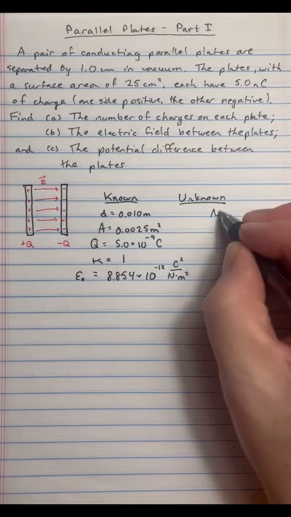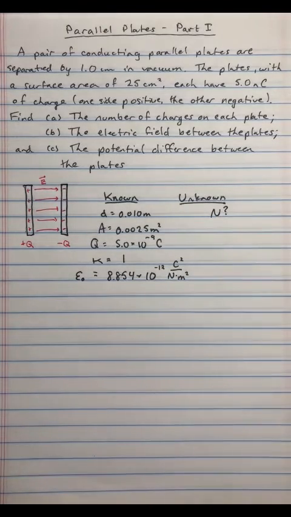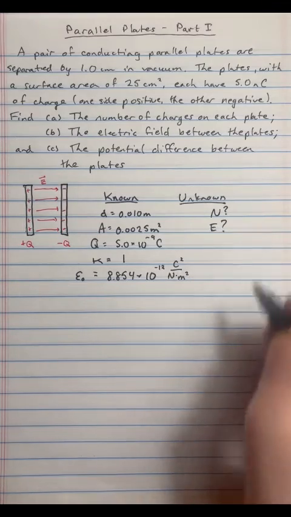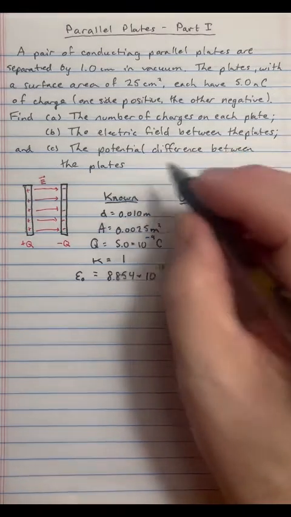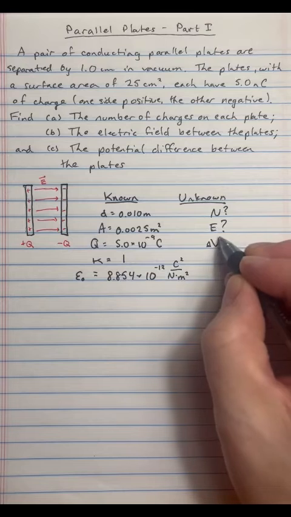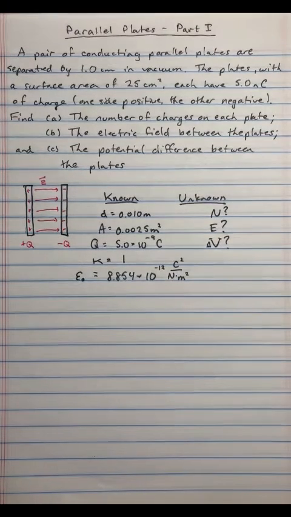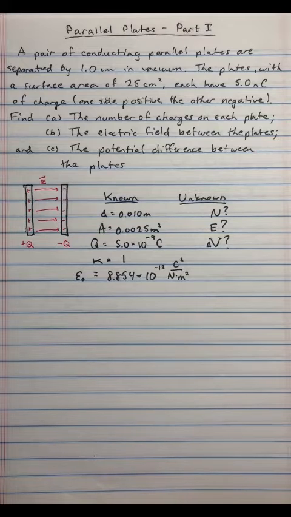Now, unknown are the number of electrons. I'll call it capital N for short. The electric field between the plates, that's capital E. And the potential difference, or voltage if you prefer, is delta V, and looks like that. So those are our knowns and unknowns, and a picture to go along with it to illustrate what's happening. Okay, so let's do the easy one first. Let's do the number of charges in each plate.